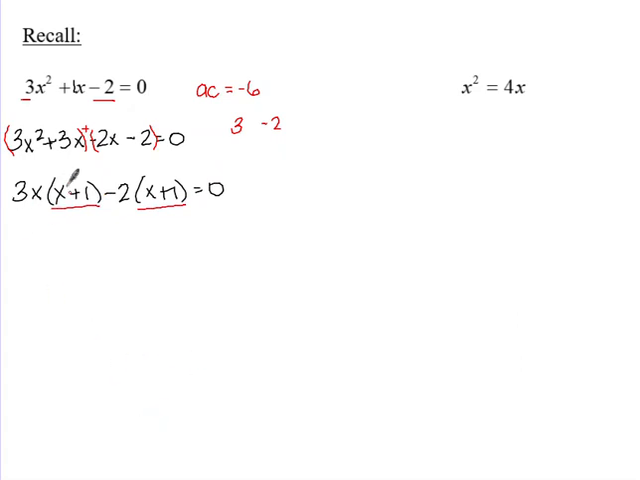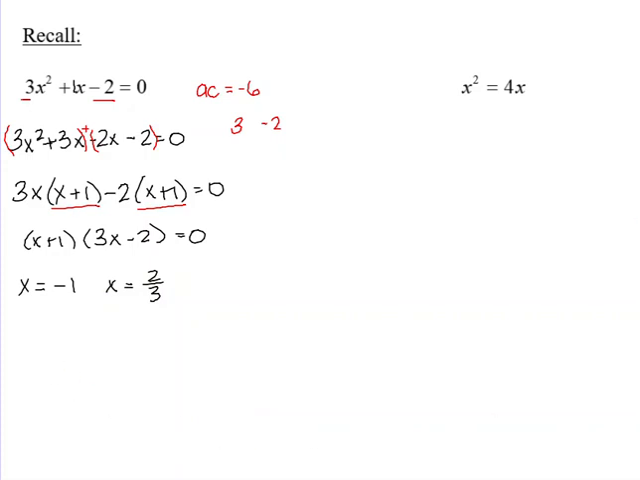Now we have to factor the GCF out of this term and this term, which our GCF is going to be x plus 1. If we take that out, we are left with 3x minus 2. Then we just solve this. X plus 1 equals 0 gives you x equals -1. 3x minus 2 equals 0 gives you x equals 2/3.